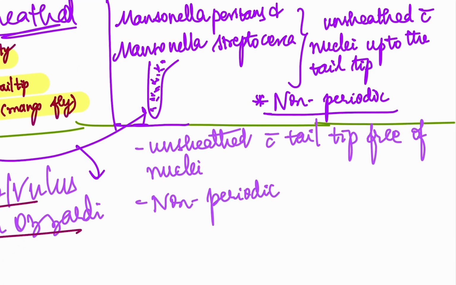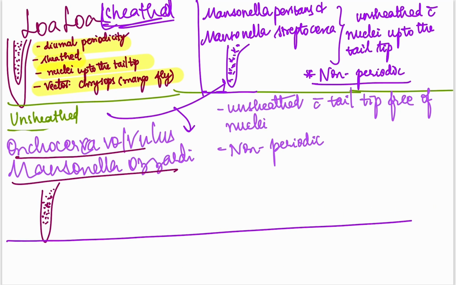In the case of Mansonella perstans and Mansonella streptocerca, it is actually unsheathed. It has no sheath at all. It has no extra sheath. It is unsheathed and the nuclei is extending up to the tail tip, and it is non-periodic.